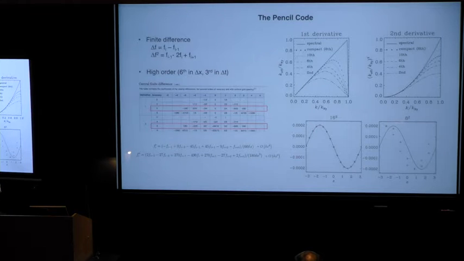So the high order is shown there on the left-hand side. This is actually something that I got from Wikipedia. You can see the coefficients there. If you want to have high order, you check there which coefficients would give you the desired accuracy. In the Pencil code case, we use 6th order accuracy in the spatial derivatives and 3rd order in time. On the right-hand side, you have the accuracy of the first and second derivative.